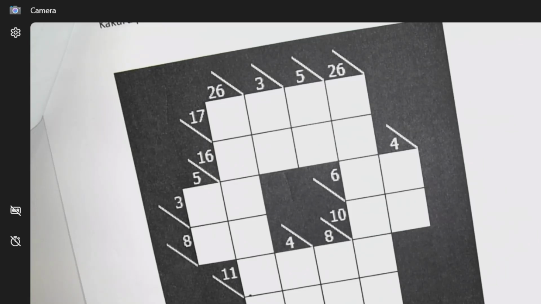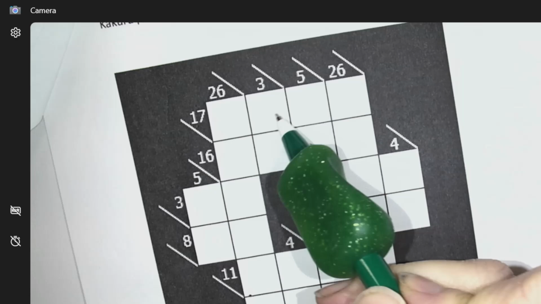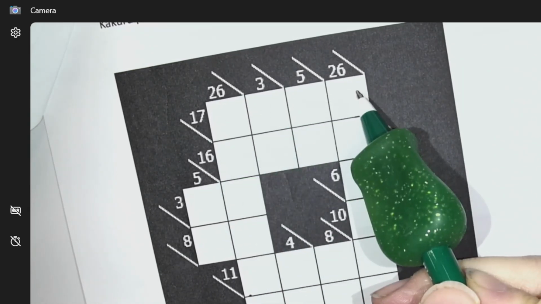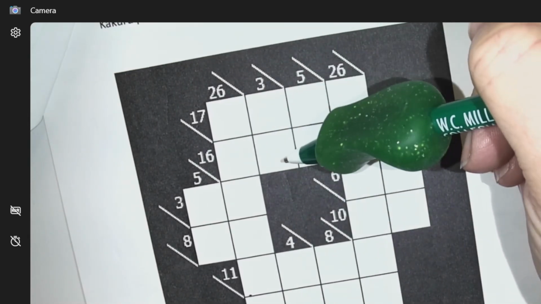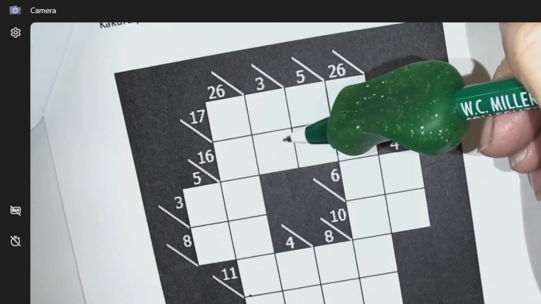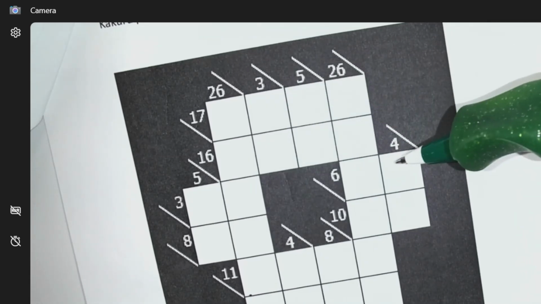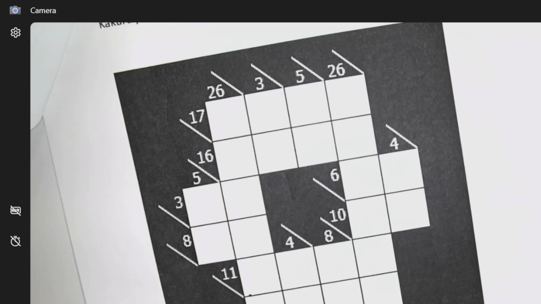What is a Kakuro? So this 17 right here means whatever these 4 digits are, have to add to 17. And this 3 means those 2 items add up to 3. You can't use repeats, and you're using the digits 1 through 9 only. So you can't use 0, and you obviously can't use digits like 10 or 12.